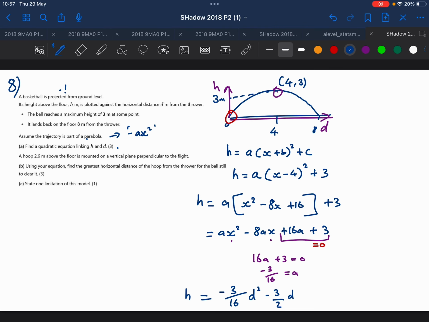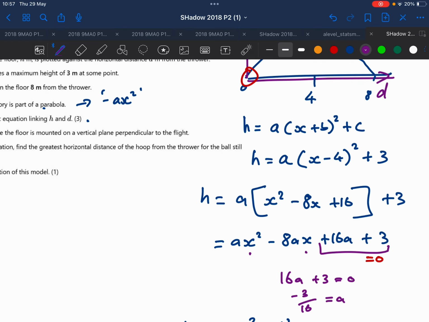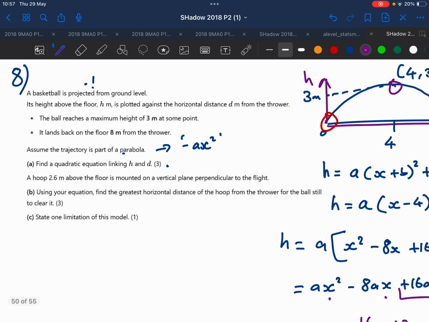Something like that. Okay, so minus 3 over 16. There might be other ways of writing it. So sometimes you can actually write it in different ways. But that's just the way that I'm going to do it. Okay, so find a quadratic linking H and D. A hoop 2.6 meters above. So that sounds like, what does this sound like? This sounds like an H value. Is mounted on a vertical plane perpendicular to the flight. Right? Why are they saying perpendicular to the flight?